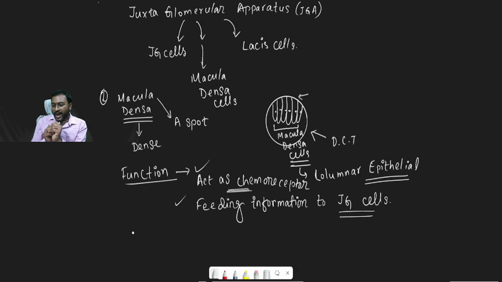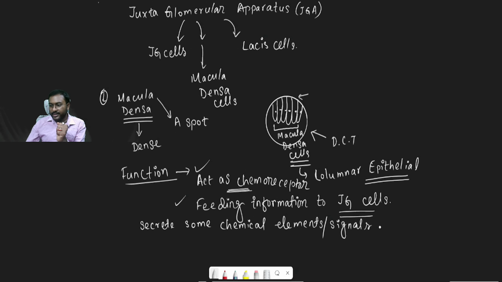Okay, the macula densa cells sense the nature of the fluid which is passing through the nephron. And by the action of the macula densa cell, they secrete some chemical elements, or we can say chemical signals, in the form of prostaglandins. Okay, so this is very, very important.